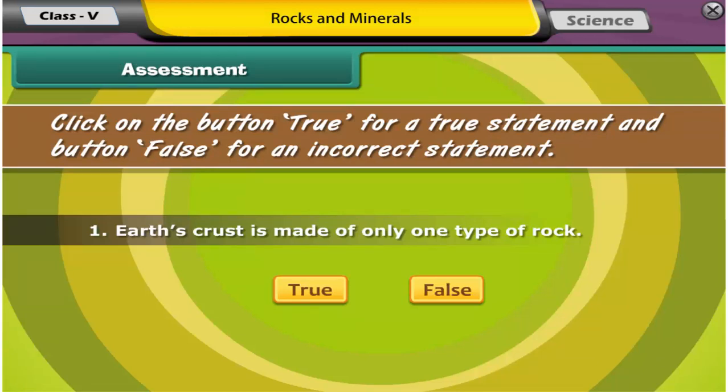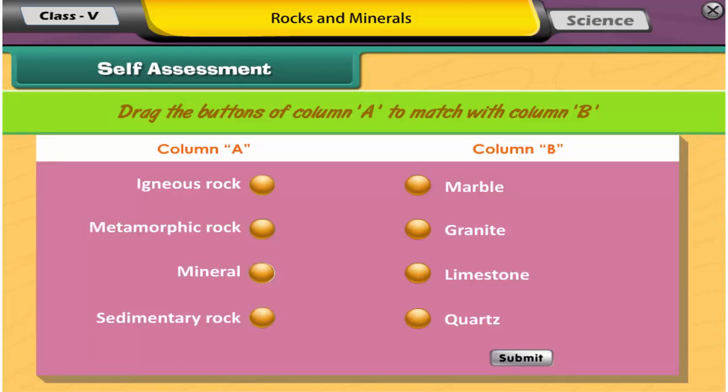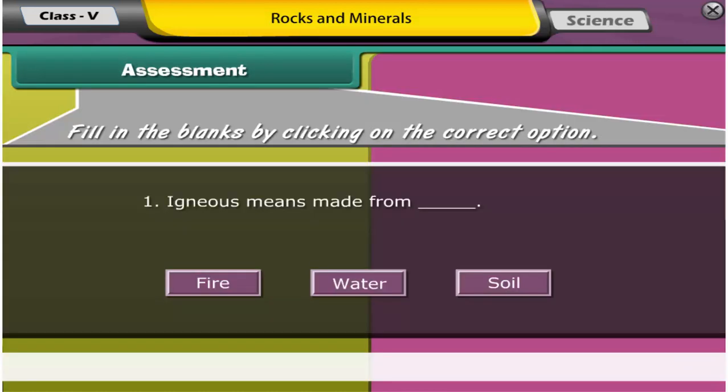Self-assessment. Click on the button True for a true statement and button False for an incorrect statement. Self-assessment. Drag the buttons of column A to match with column B. Fill in the blanks by clicking on the correct options.